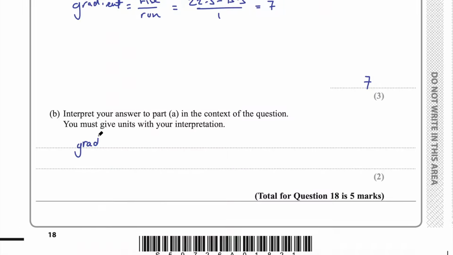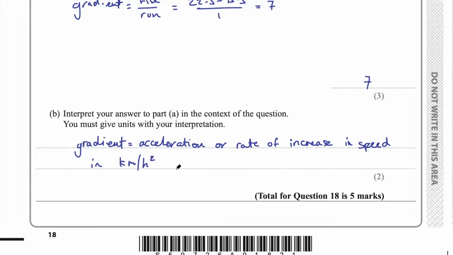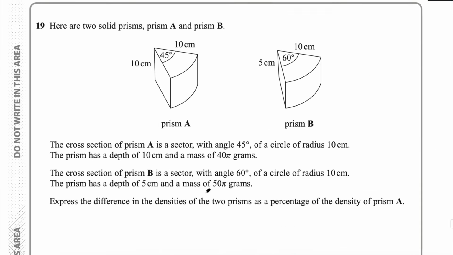So the gradient equals acceleration, or rate of increase in speed in kilometers per hour squared, for 2 marks, and that was question 18 for a total of 5 marks.